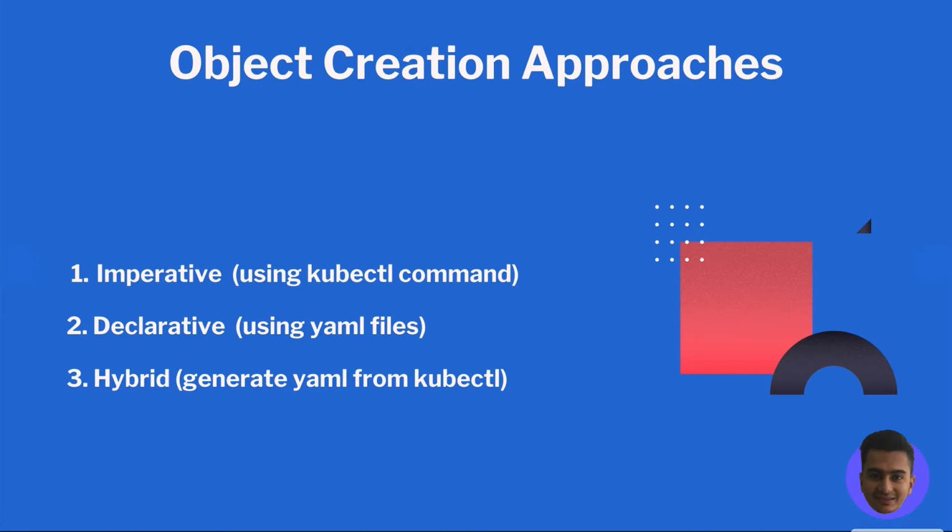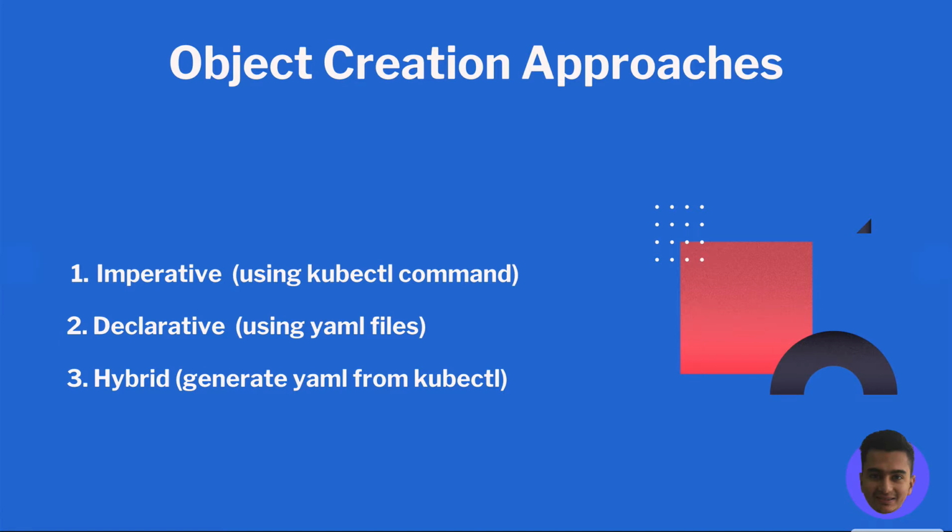The advantage of this is basically you can commit that file to some versioning system, and if your cluster goes down or restarts or whatever happens, you have a backup. You can again just create the object from that file, so you don't have to remember and keep typing those commands again and again.